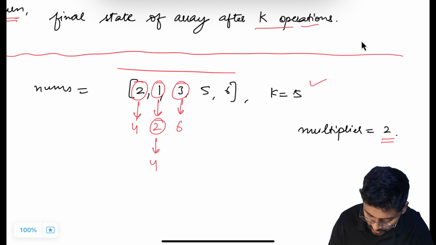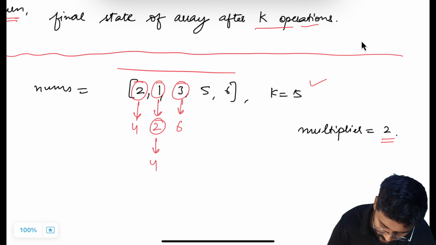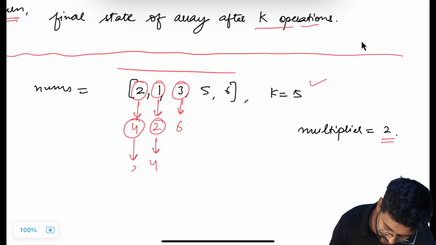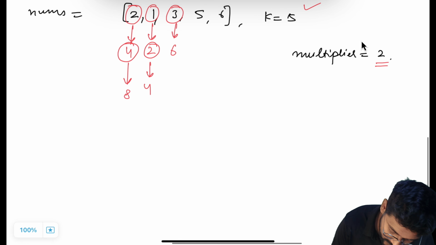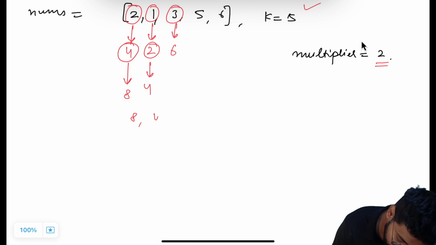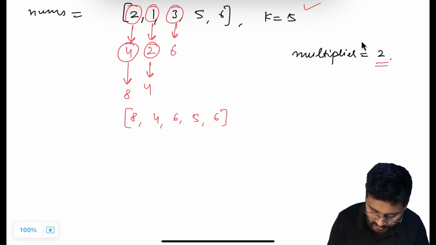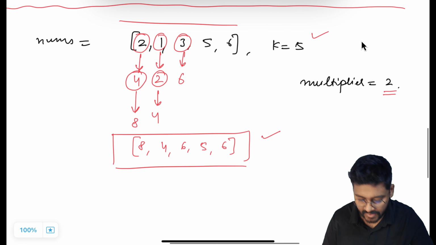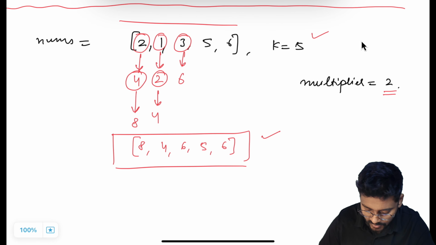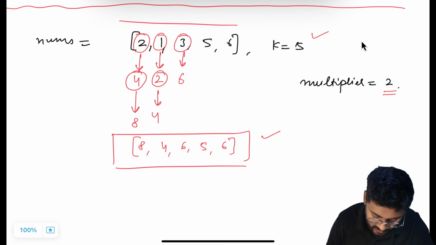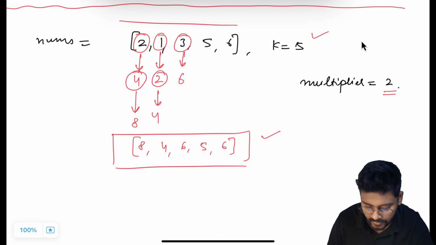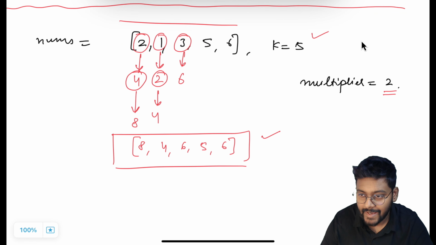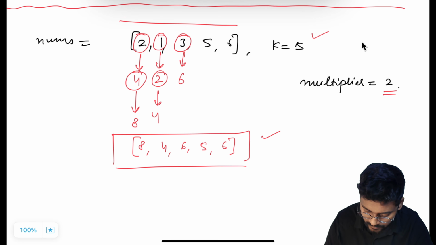In the fifth operation, what is the minimum we are going to pick? We are going to pick this one, and this is coming first. This will be replaced with 8. So the final state of the array would be 8, 4, 6, 5, 6. This is the state we have to return. This array is our answer. Okay, I hope you are clear with the problem statement: pick the minimum element and replace it with the element at that index times multiplier.